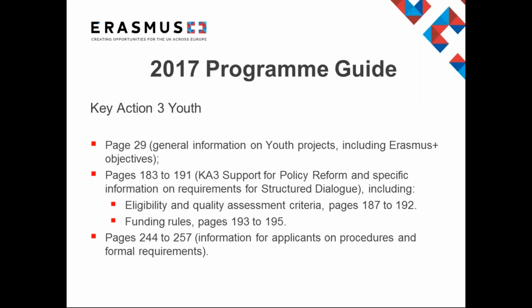And here are useful page references in the 2017 Programme Guide. This includes general information on youth projects, eligibility and quality assessment criteria, and funding rules for Key Action 3. Also, general information for applicants can also be found towards the back of the document from page 244.